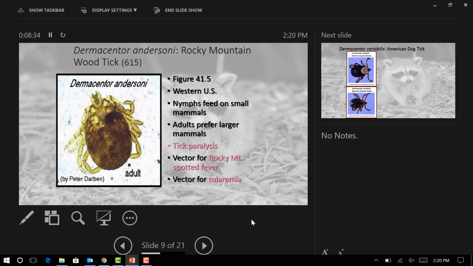But all right. So again, the nymphs are parasitic. The adults are parasitic. They tend to shift hosts throughout their life cycle, throughout their life history. This oftentimes causes the tick paralysis that tends to be associated with some tick species. Vector for Rocky Mountain spotted fever, which can be incredibly dangerous, even fatal. Also a vector for tularemia, which can also be incredibly dangerous and even fatal. But for the most part, they tend to be treated fairly successfully and fairly well.